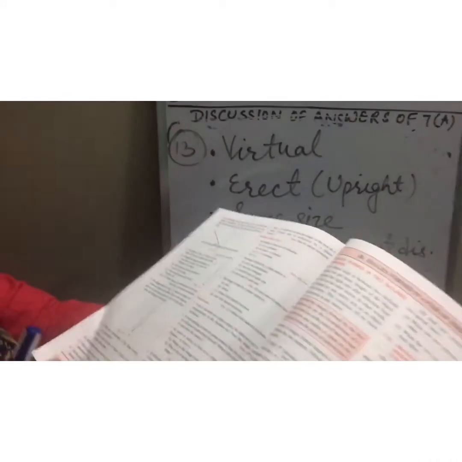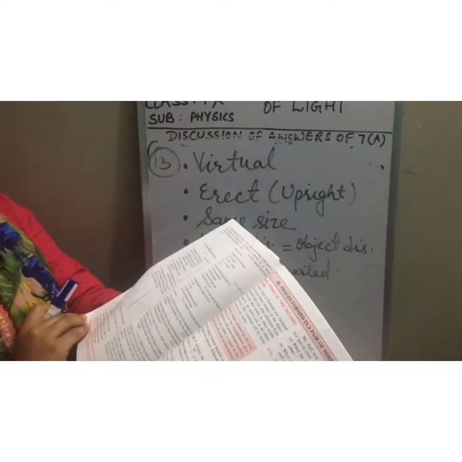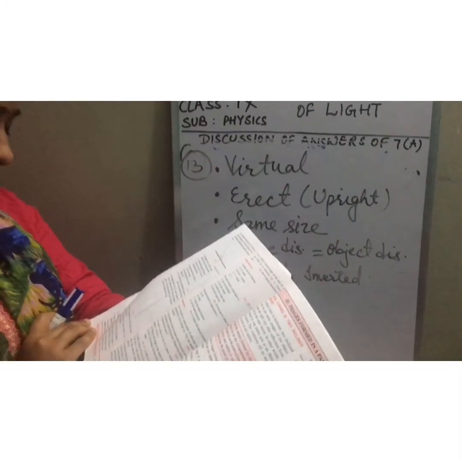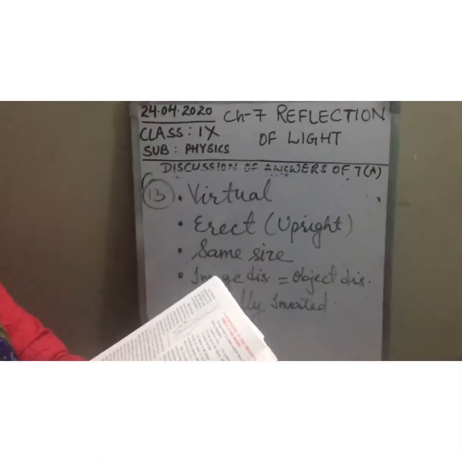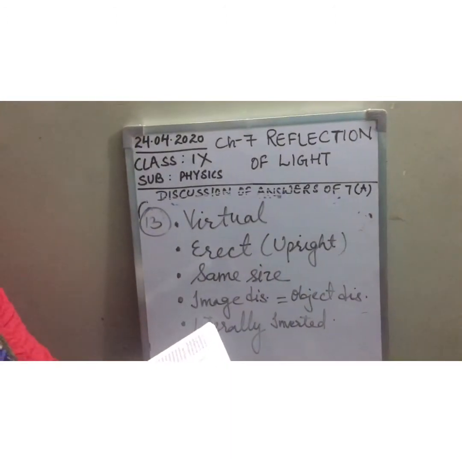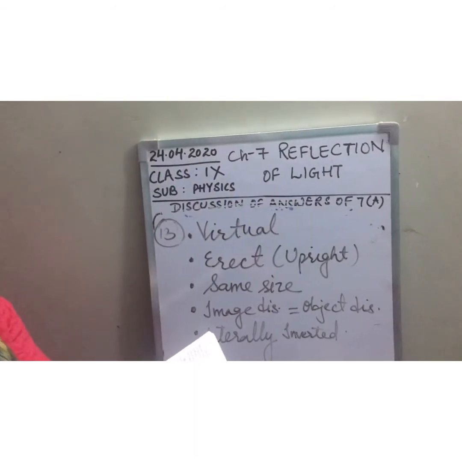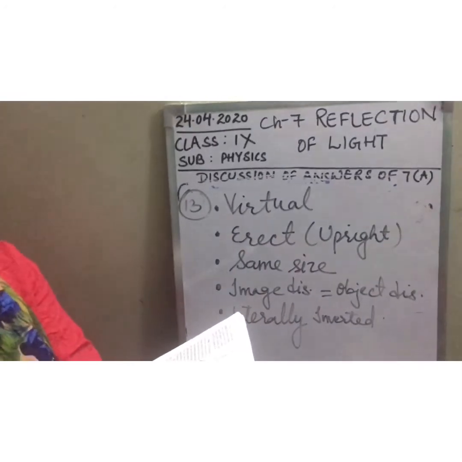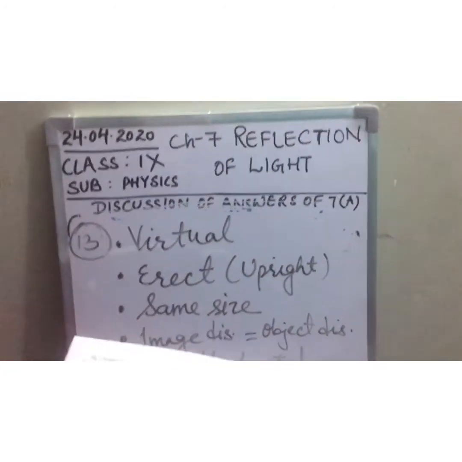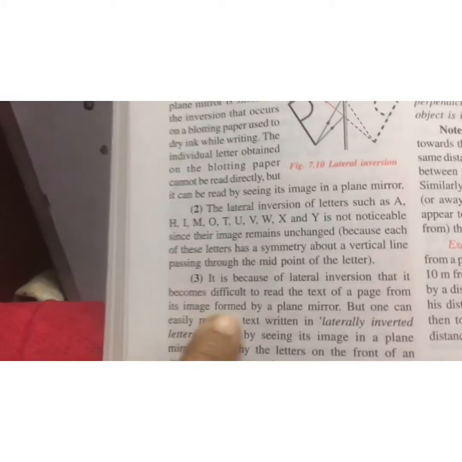Next is question number 16. The letters on the front of an ambulance are written laterally inverted like this. Give reason. Why? It's on page number 152, left hand side, third point. It is written there. See, it is because of lateral inversion that it becomes difficult to read the text of a page from its image formed by a plane mirror.